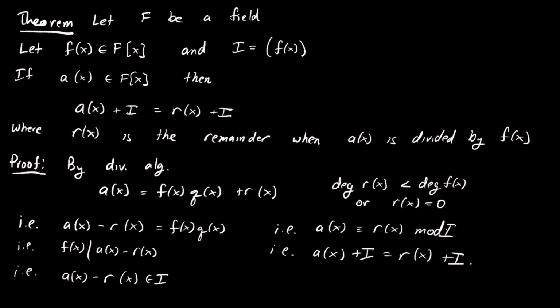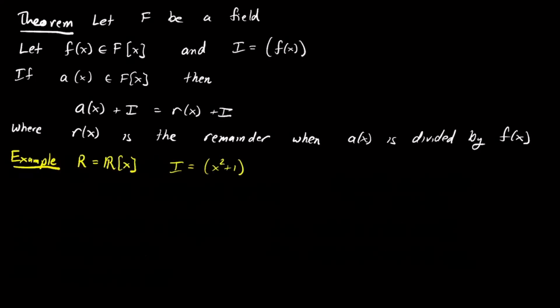Okay, so this is a really powerful theorem because it allows us to figure out what our cosets look like. What are the possible candidates for our cosets? So let's apply this to our previous example. At the bottom here, I've written our previous example, and what I want to do is get a sense of what all of our cosets look like.